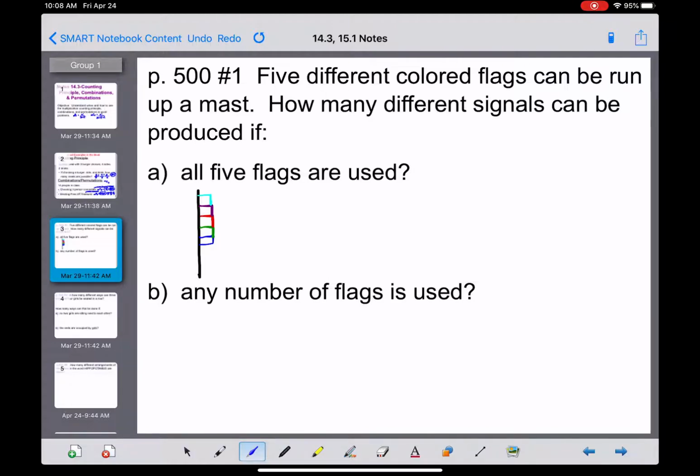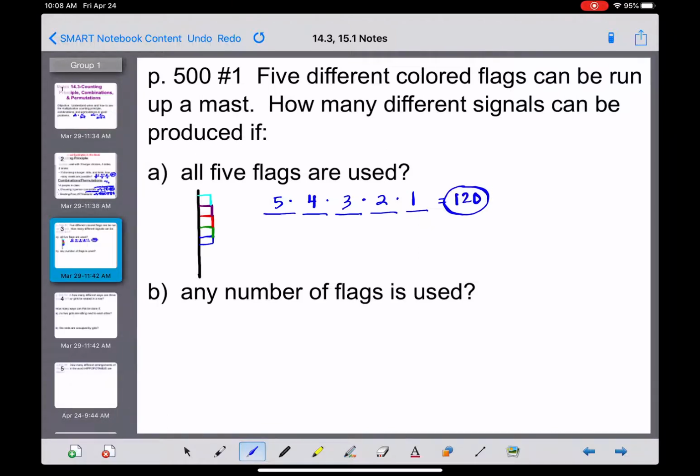Okay, but think about how many options do I have for the top flag? Well, I have 5 options for the top flag. For the next flag, I would only have 4 because I only have 1 of every color. Then I would have 3, 2, and 1. I'm using all 5 of the flags. So that's one way you could do it. You would multiply those out and get 120.